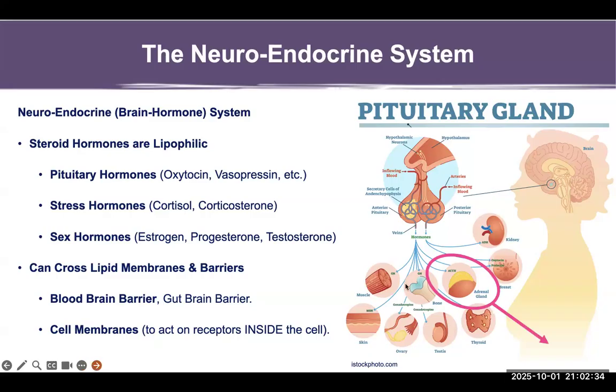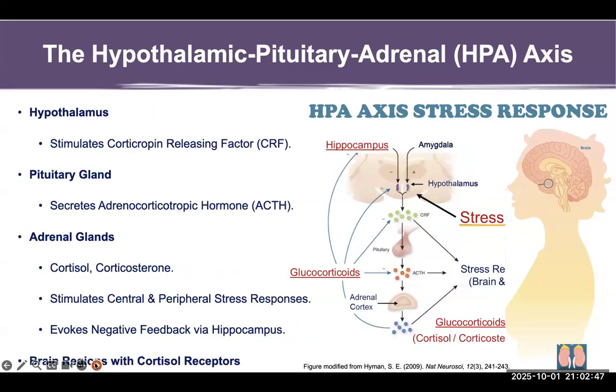So just kind of highlighting, the adrenal gland here. The pituitary gland would secrete ACTH, and that would stimulate the adrenals to secrete cortisol. So here are the adrenals. And so we're going to do a little double click on the HPA axis. So you've already seen both of these images, and we've already walked through this a little bit.